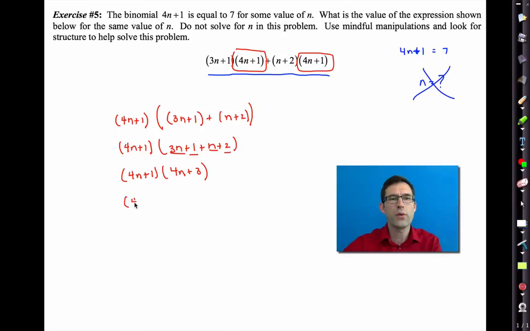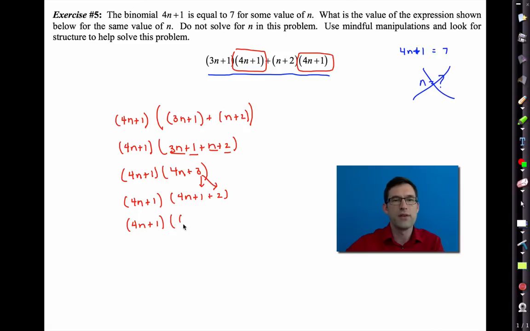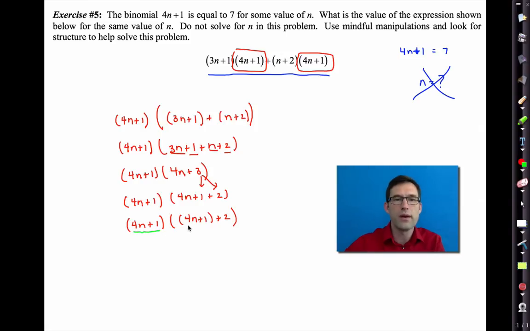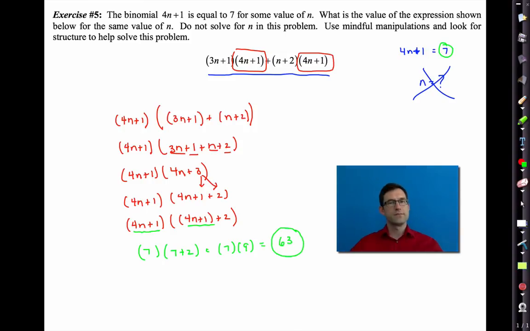Well, this is where we want to do a mindful manipulation. Right, and 4n plus 3 will be the same as 4n plus 1 plus 2. In other words, I can break that 3 into a 1 plus 2. This is kind of cool because I can now use the associative property of addition to rewrite it like this. Now, why would I do that? Well, I would do that because every time I see a 4n plus 1, I can put in 7. So what do I have? I have 7 times 7 plus 2. And that's 7 times 9, and that's 63. And that's it. That's what this complicated expression is equal to.